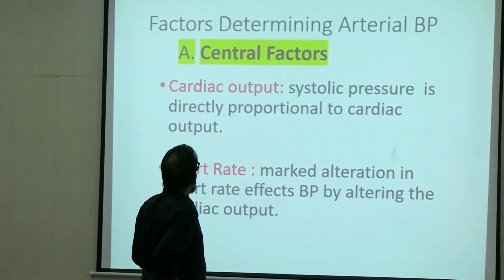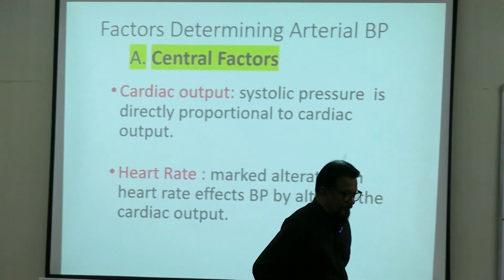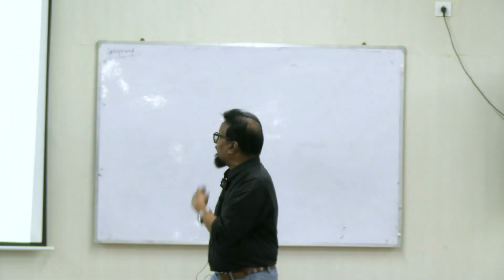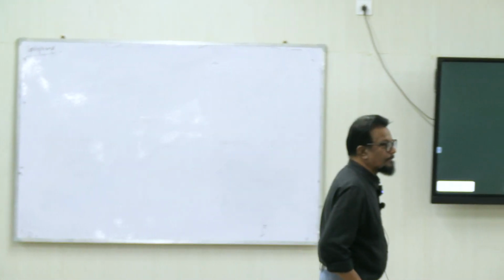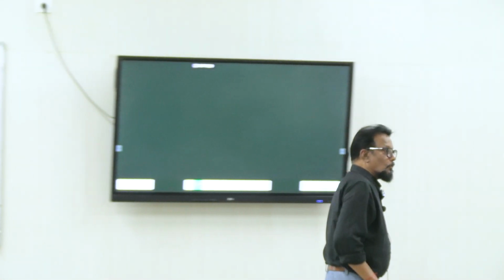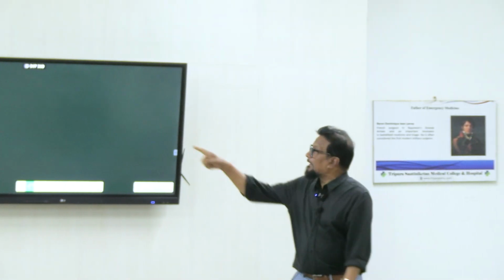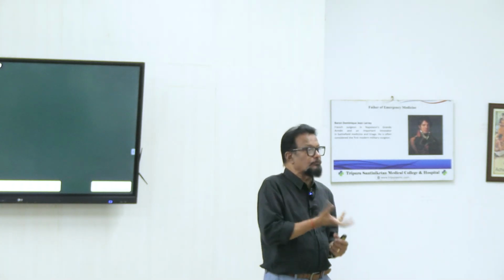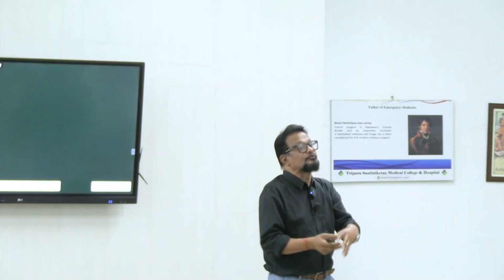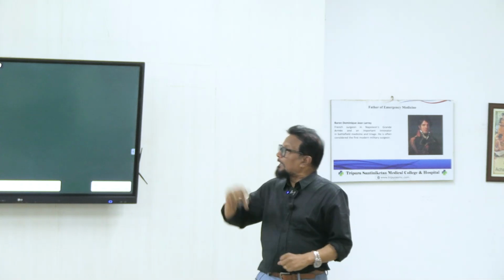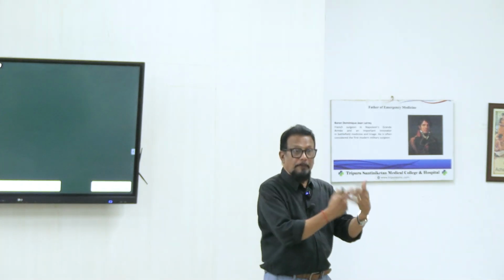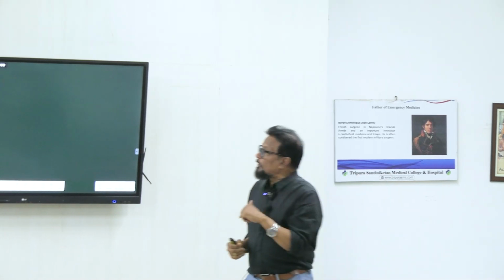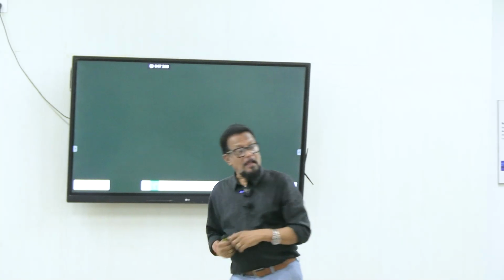Let us now see, what are the factors that affect the blood pressure? The main ones, we can divide into central factors and peripheral factors. Central factors are two. One is cardiac output, another is heart rate. Okay, so if heart rate is increased, cardiac output will be more, so more blood will be entering, so there will be more pressure. Similarly, if the stroke volume is more, more blood is entering into the aorta, so it will create more pressure. So, stroke volume and cardiac output will affect the arterial blood pressure.